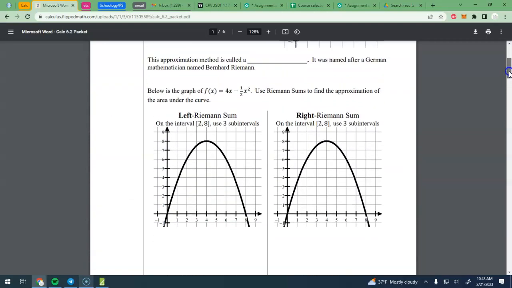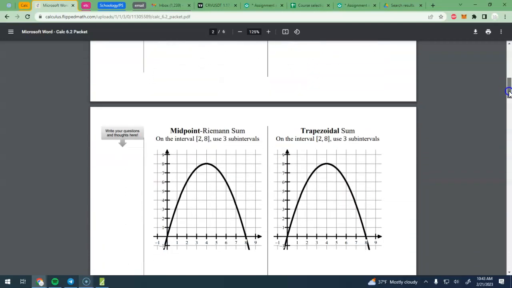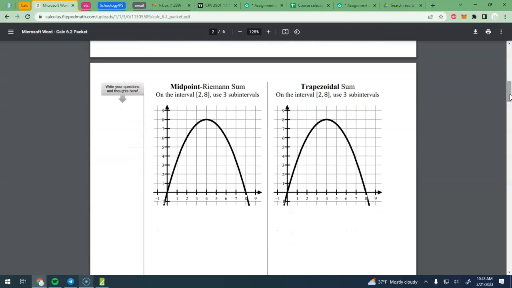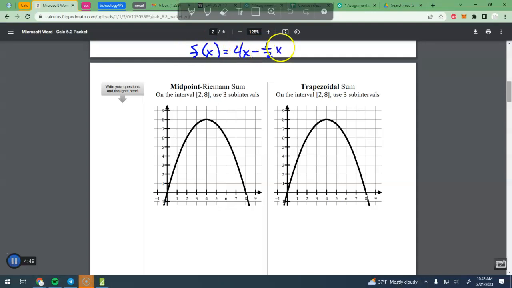Give me an equation with this guy. 4x minus 1. Okay, so for midpoint, for this one I'm going from 2 to 8, use 3 subintervals.